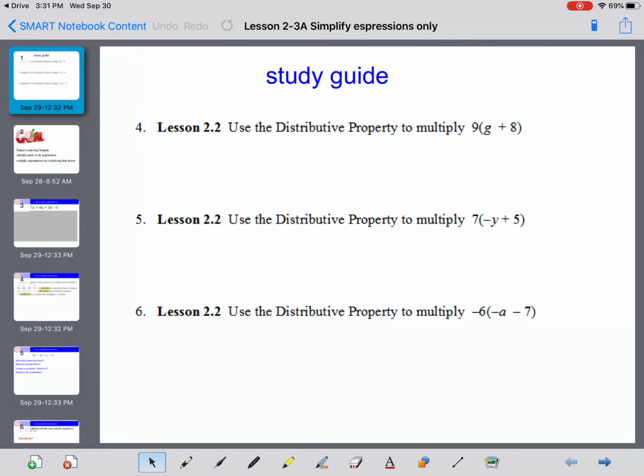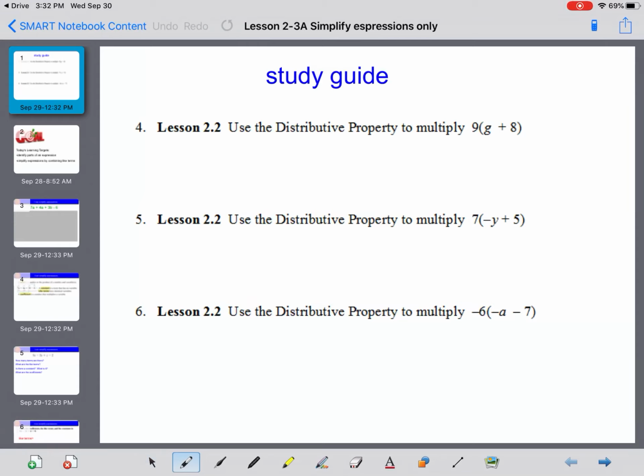This is lesson 2-3A from the Algebra Readiness textbook. For today's lesson, you will need a sharpened pencil and your notes packet. Pause the video to gather your supplies and work the study guide questions. When you've finished, press continue.